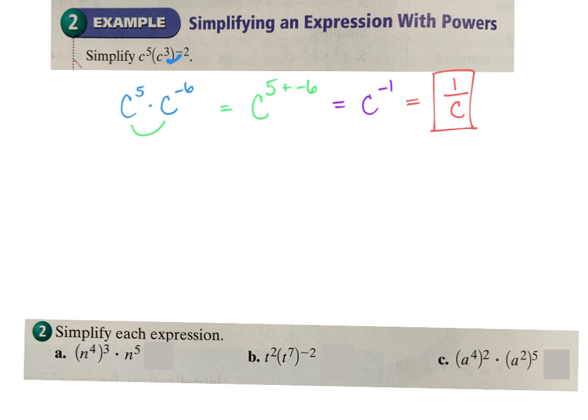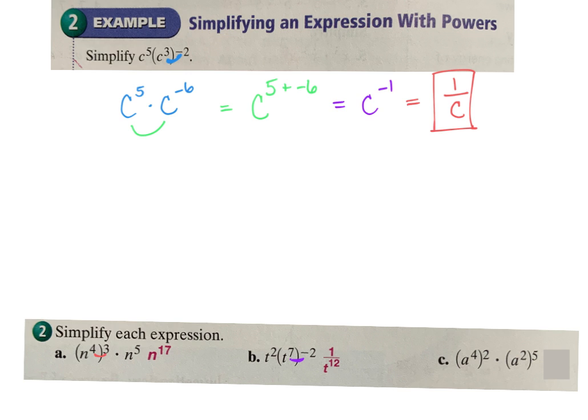So try your check understanding number 2 at the bottom there. The first one, you want to simplify the 4 and the 3 first, the 12. And then you want to add your 12 and your 5 and get into the 17th. For this next one, you want to simplify the 7 to the negative 2, which would give you a negative 14. And then you want to add the 2 and the negative 14, which gives you negative 12. So you should have had 1 over t to the positive 12.